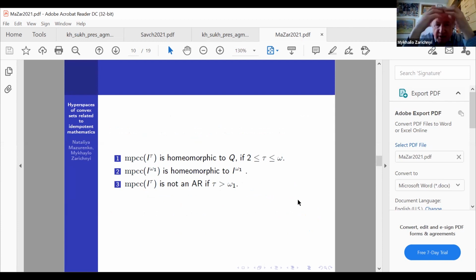Also, in the compact case, we have the following results: the maximum plus convex hyperspace of I to the power tau is homeomorphic to Q, the Hilbert cube, right? And in the case of I to the power omega-1, we obtain the hyperspace homeomorphic to I to the power omega-1. And also for the higher weights, we do not have an absolute retract.